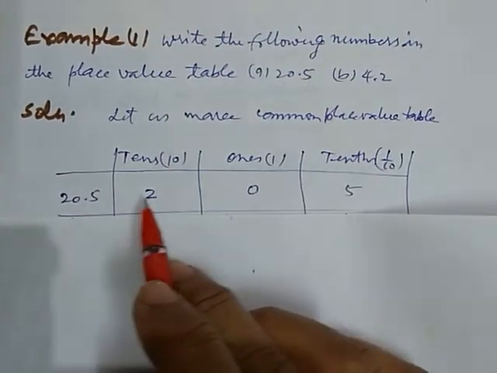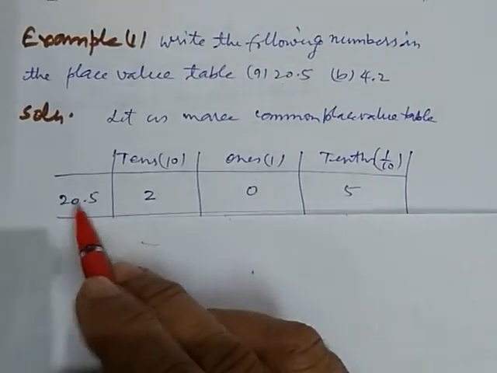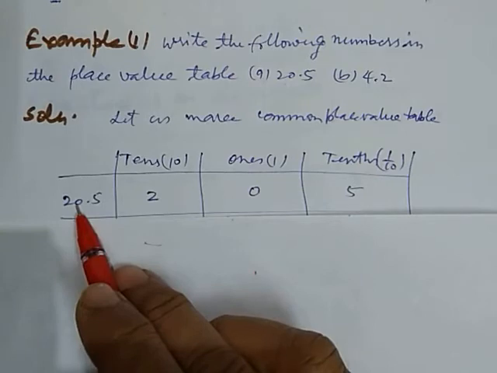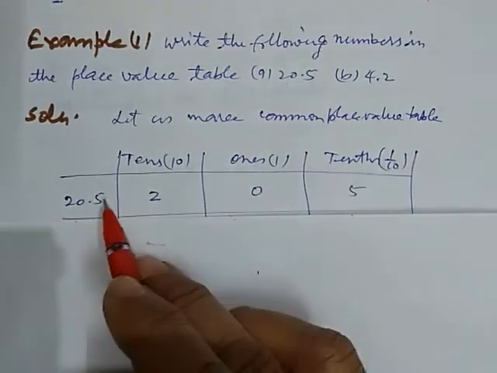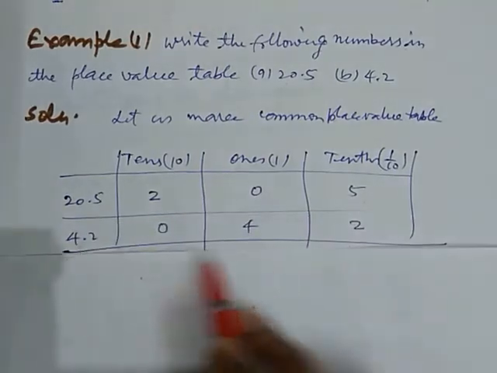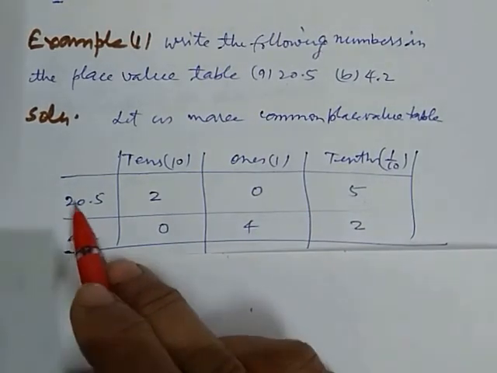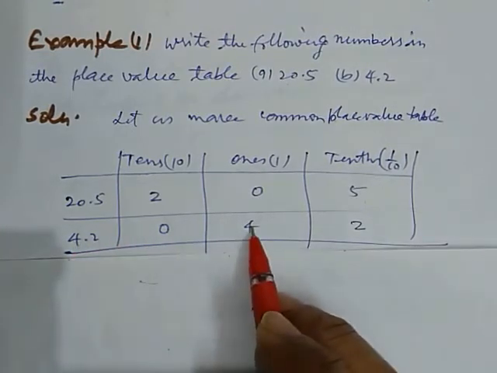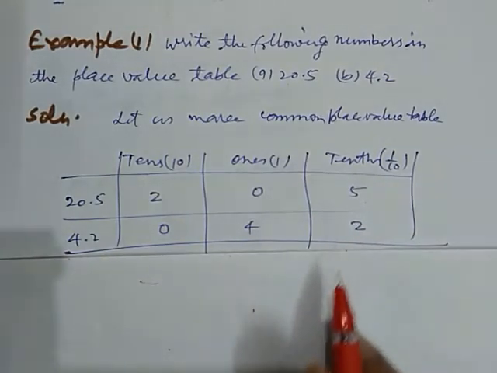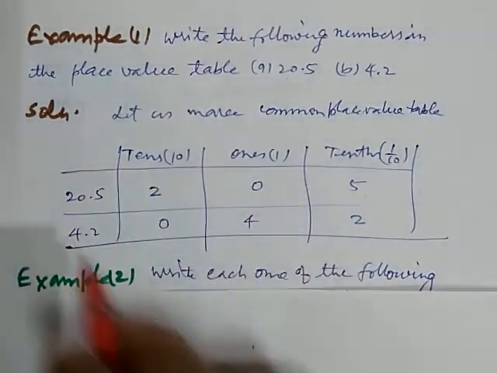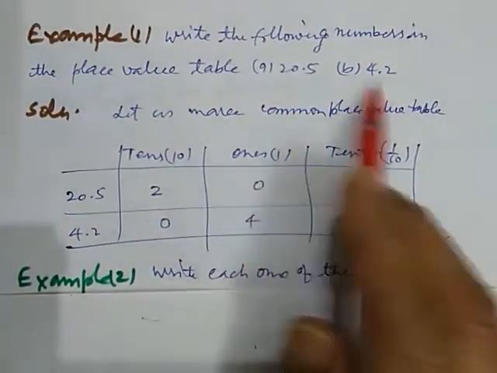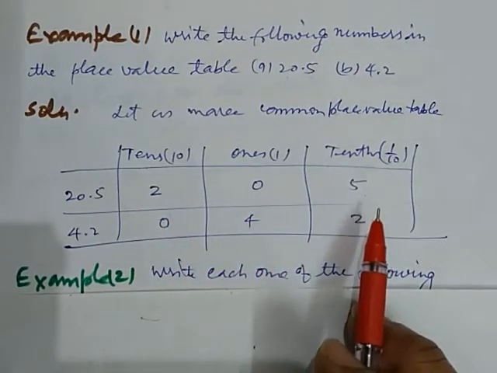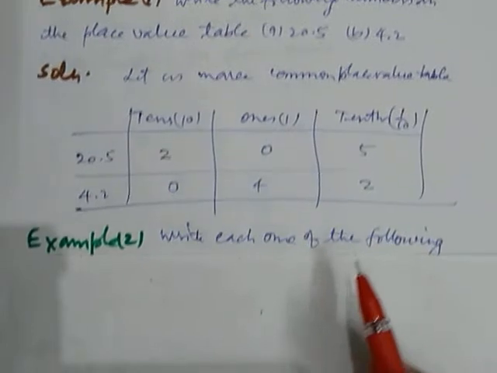This is the number and these are the place values. So this is the unit place and this is the tens place. So tens is 2 and unit place is 1, ones is 0 and tens is 5. Here, 4.2: tens is absent, that is 0, ones is 4 and tenths is 2. So this way we can express the decimal numbers in a place value table.